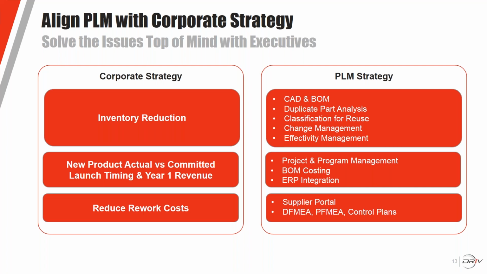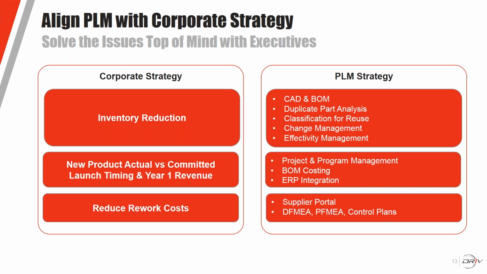But now, when I start looking at this, how do I say what PLM can achieve for us? Well, I've been doing this a long time, so I can tell you that if I need to reduce inventory, well, number one, in my PLM strategy, I need to, of course, manage my CAD and my bill of material. But if I am able to also do something like a duplicate parts analysis, I can then start to look at parts that I can pull out of inventory. I can rationalize things.